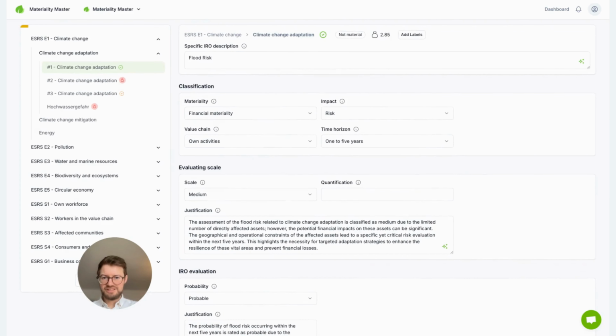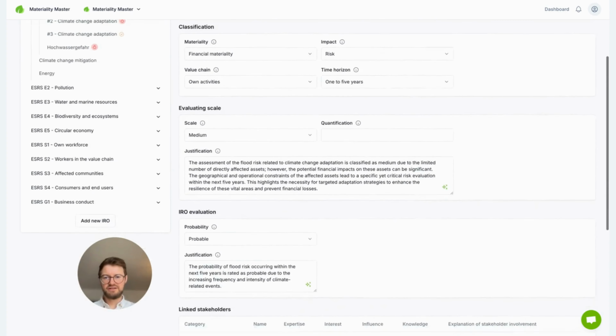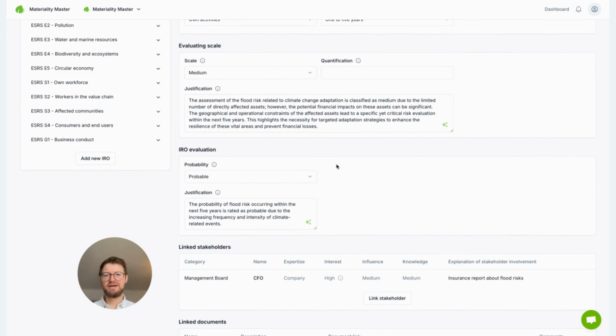I hope this is clear and makes sense. And there's some more information about the score and the mapping in this article of this help center.